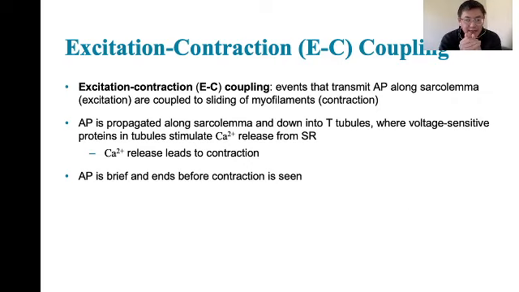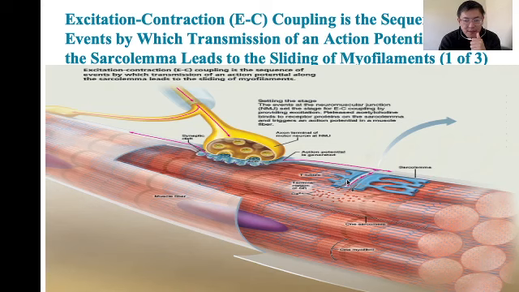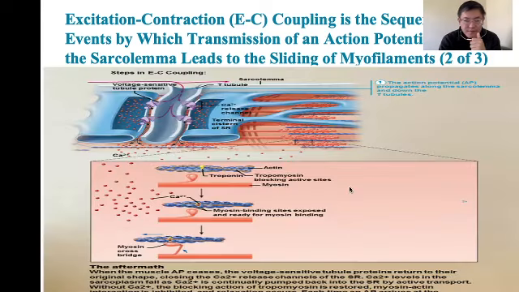Next is the excitation contraction coupling. In this step, the action potential will induce the muscle to contract. So let me talk about this. The action potential is generated here, right? Then the action potential will travel to the triads and continue into the T tubule. So this is the T tubule. Here we can see the action potential run into the T tubule.